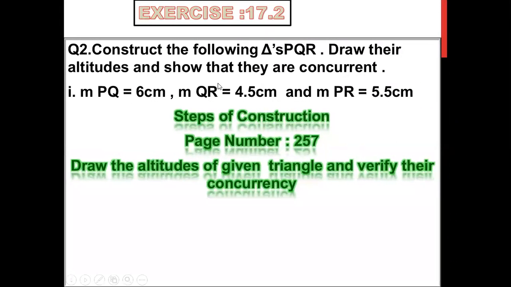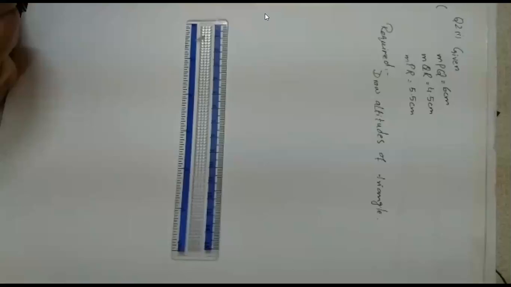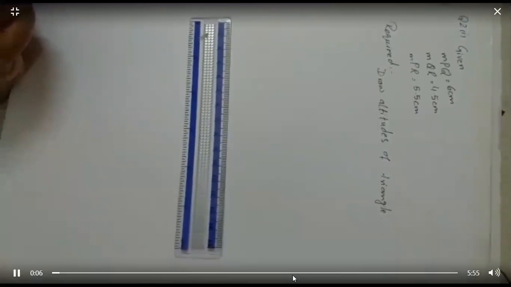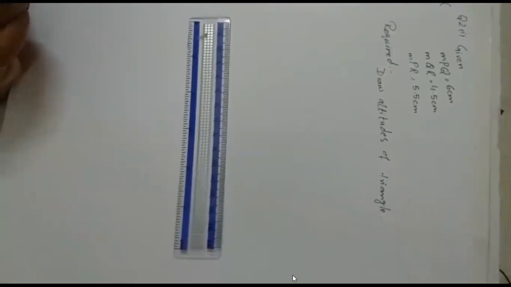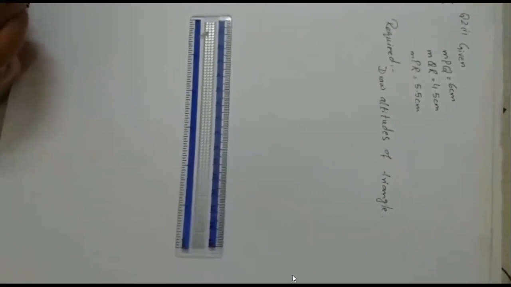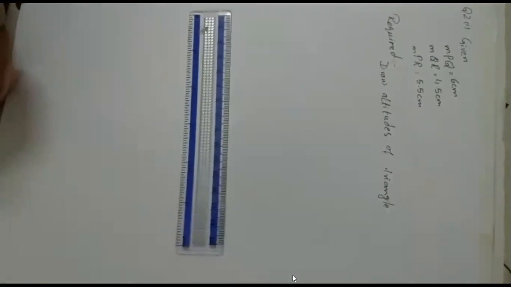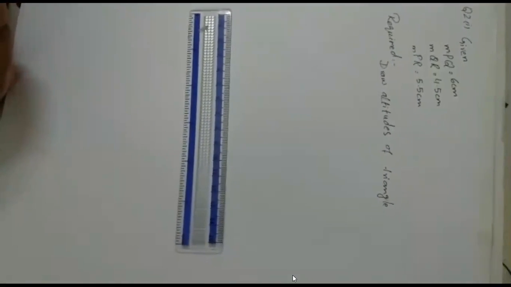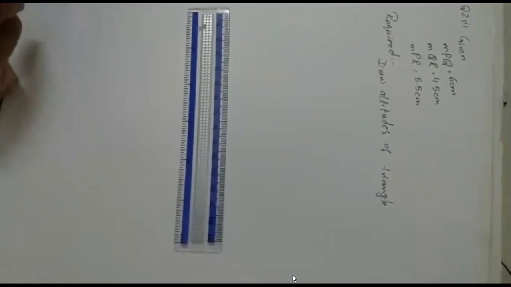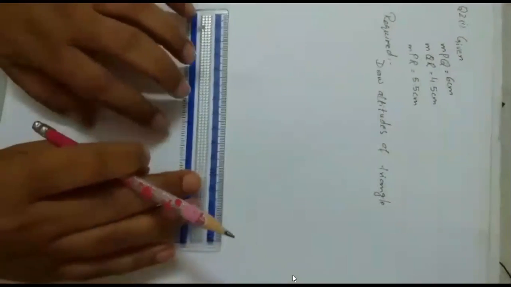Now come to question 2. Here we will draw the altitudes of the given triangle, and also show that the altitudes are concurrent. It means again we draw the three altitudes of the triangle, because there are three sides, and the altitudes meet at one point, which is the point of concurrency.